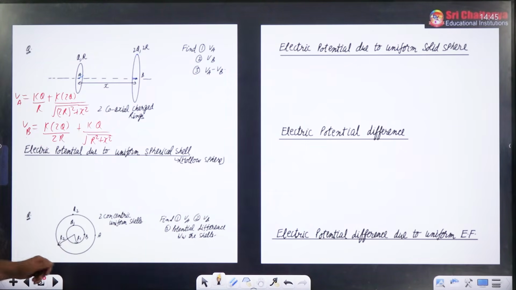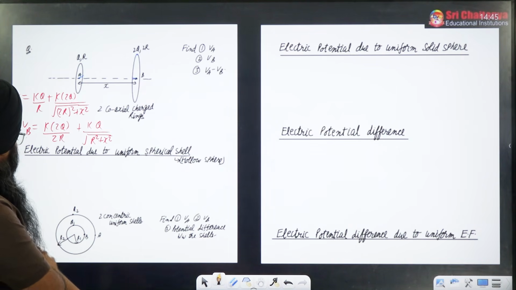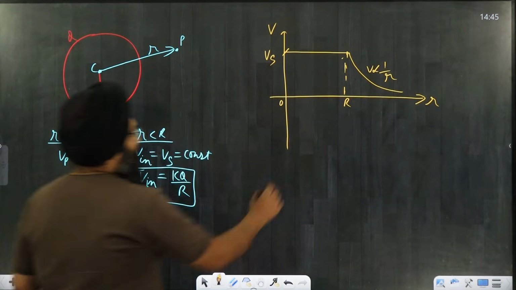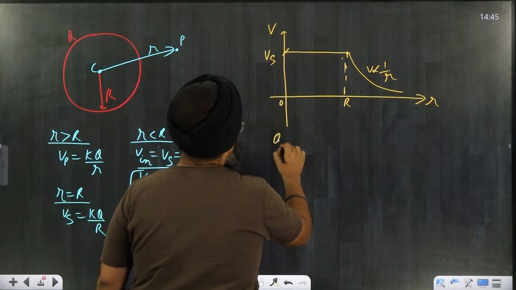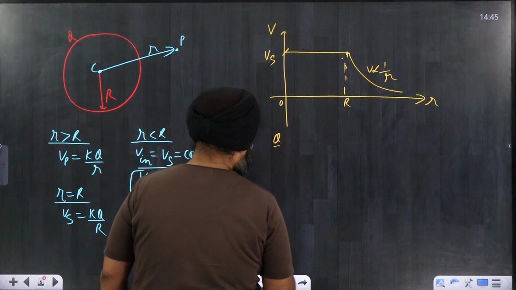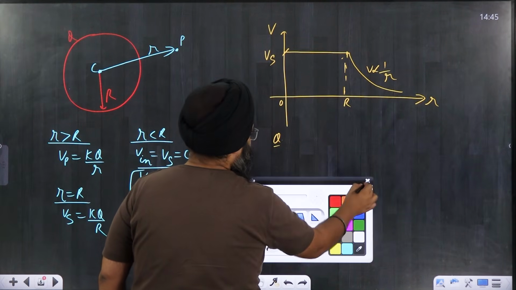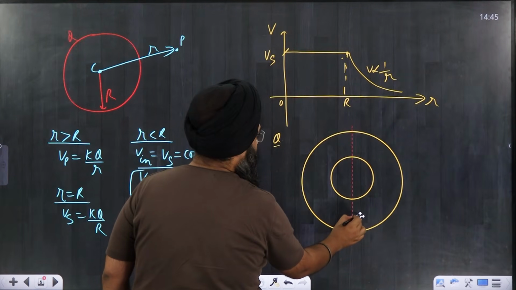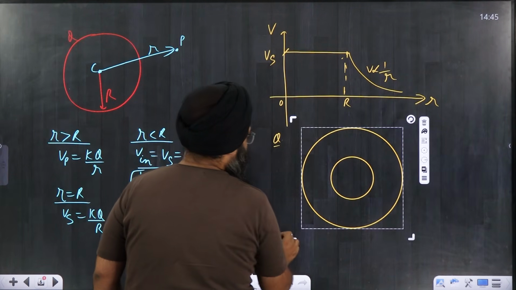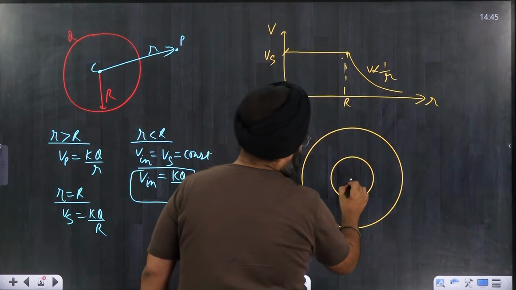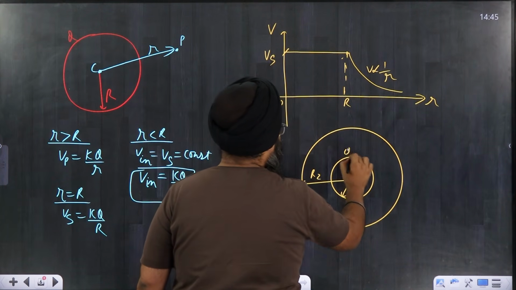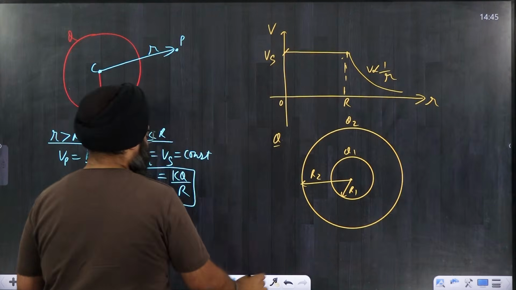I have taken one question also for calculating this. They are asking you for VA and VB, and they have given you some data. So let me take the question here only. The question is this: there are two spherical shells, one having radius r1 and the other having radius r2. On this one charge q1 is there and on this one charge q2 is there.